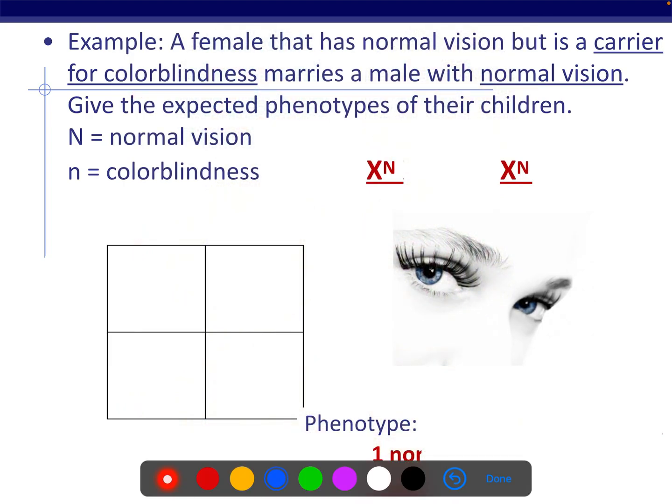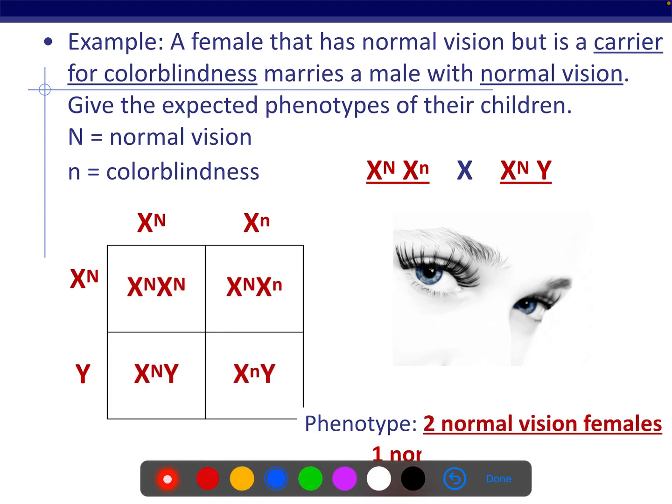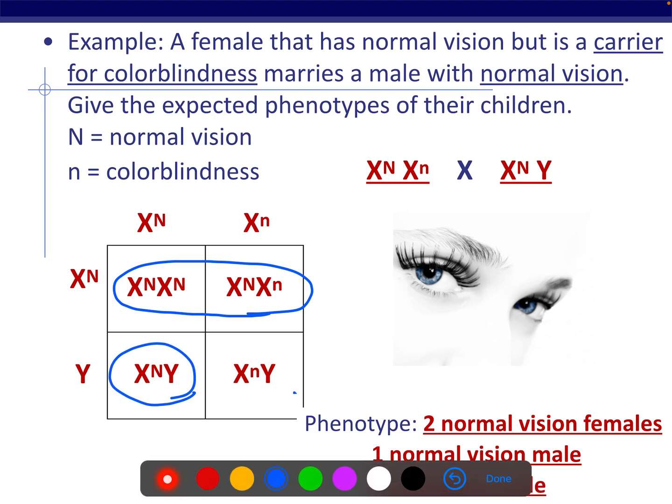And so if you have a female with normal vision, but is a carrier for colorblindness, and she marries a male with normal vision, and if we set up that genetic cross, we would get 2 normal vision females. They have capital N's. We would get 1 normal vision male, and then we would get 1 colorblind male. And so here you can see that a lot of times sex-linked traits are going to affect males more than they affect females. And this is just for the plain fact that they only have one X chromosome and females have two. And so females can be carriers and males cannot.